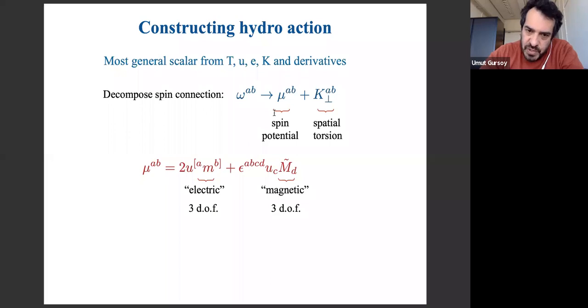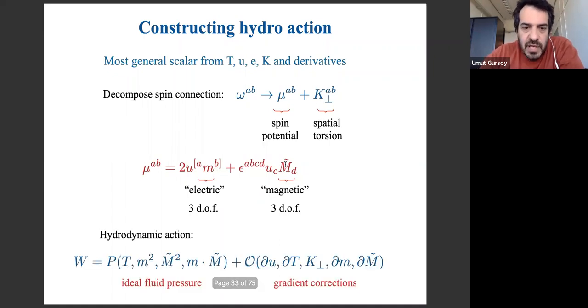And another thing that you should do to simplify the analysis is take this mu AB, the spin potential. So let's ignore the spatial torsion for the moment and focus on this spin potential. You can decompose it further into two vectors, essentially because you have at your disposal another vector, the fluid velocity u A. This is completely analogous to defining the electric and the magnetic field starting from a field strength, so these are exactly the same equations. It will be like some electric, in quotes, spin potential and some magnetic spin potential.